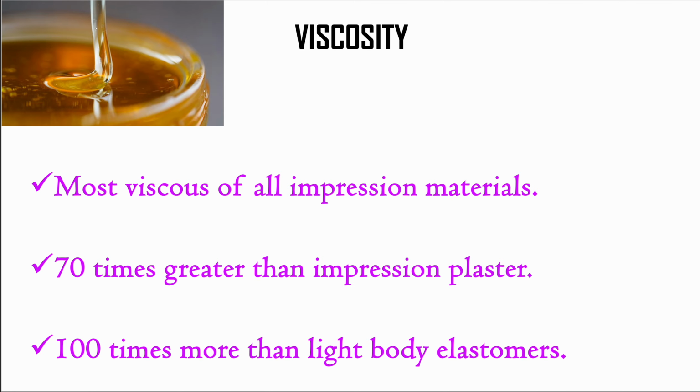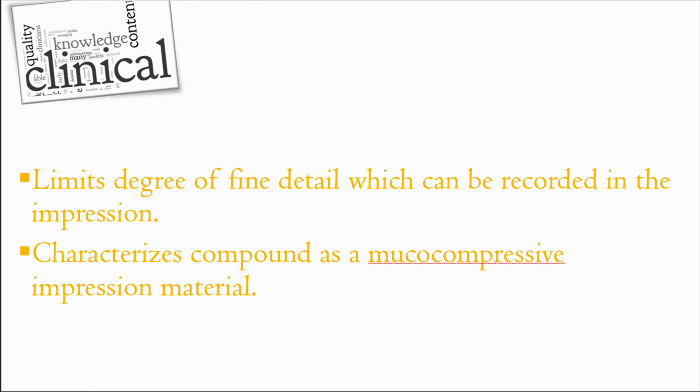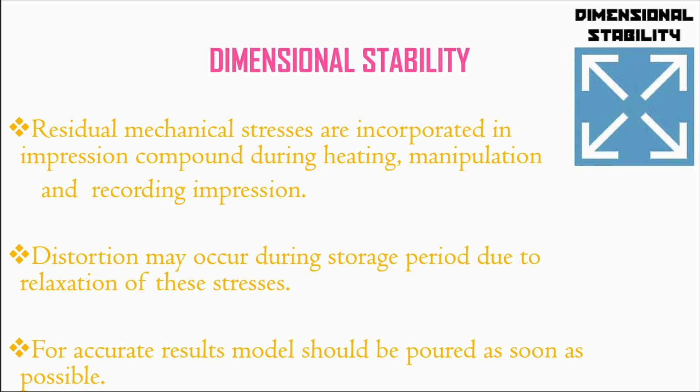Viscosity. Impression compound is the most viscous of all impression materials. It is 70 times greater than impression plaster, 100 times more than the light body elastomers. It limits the degree of fine details which can be recorded in the impression. So it characterizes impression compound as a muco-compressive impression material. So it compresses the mucosa and you're going to get an overextended impression with an impression compound.